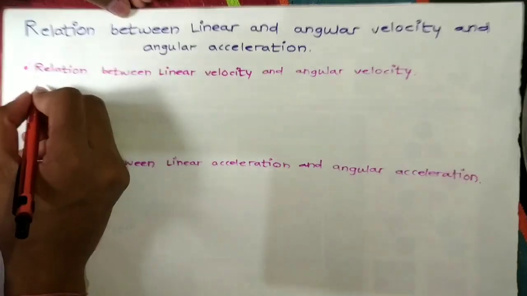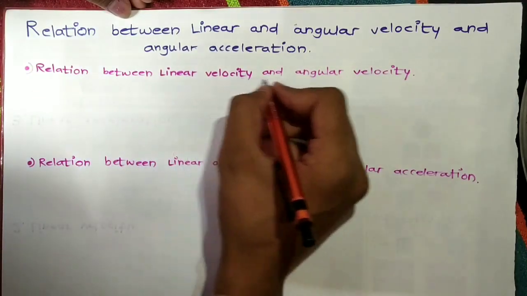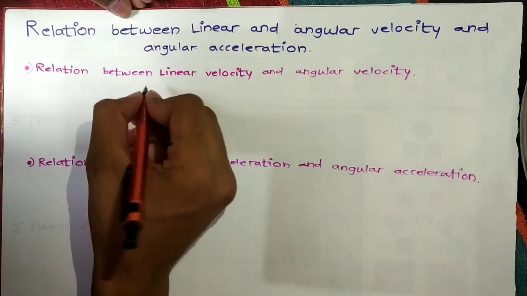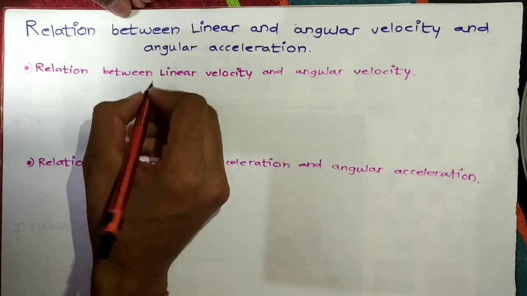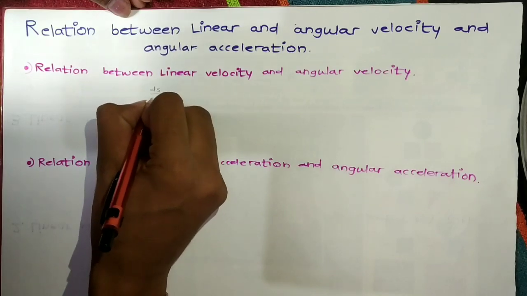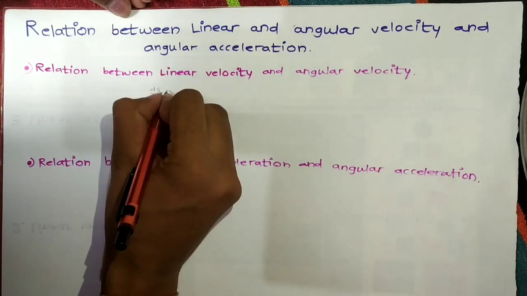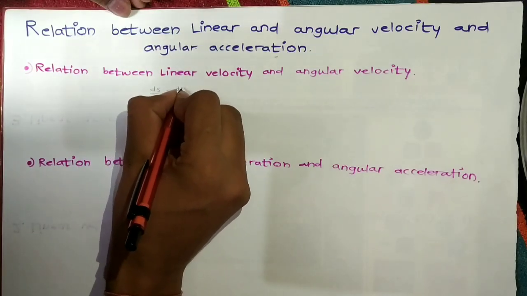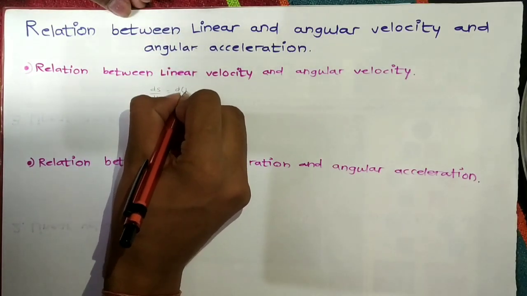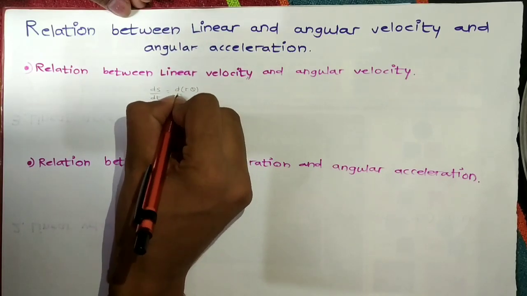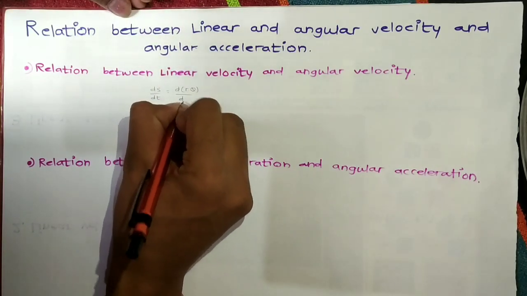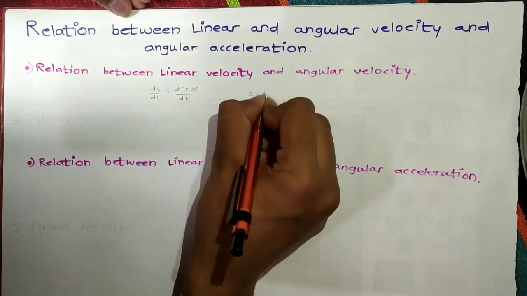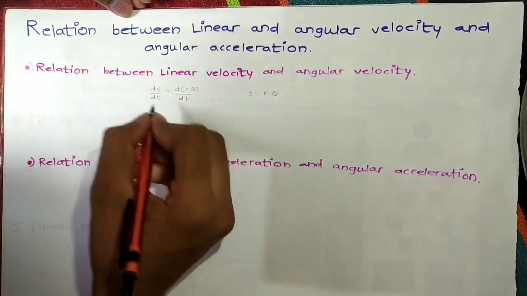In that first topic, relation between linear velocity and angular velocity. For linear velocity, we know the formula is ds by dt, and for angular velocity the formula is d theta upon dt, whereas s is equal to r theta.